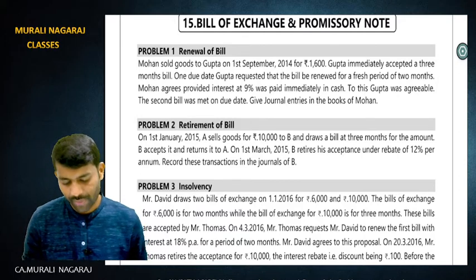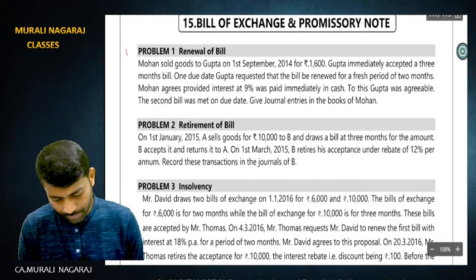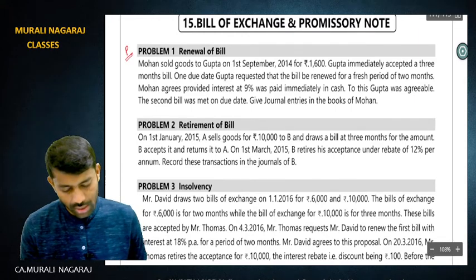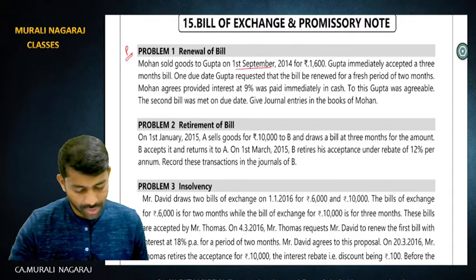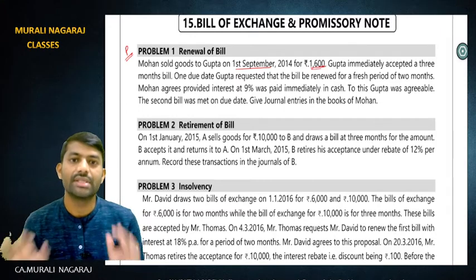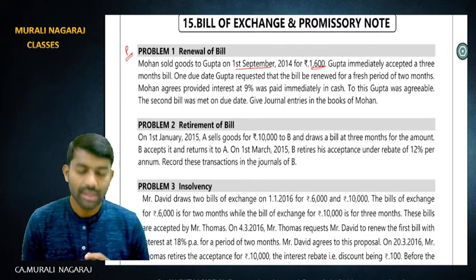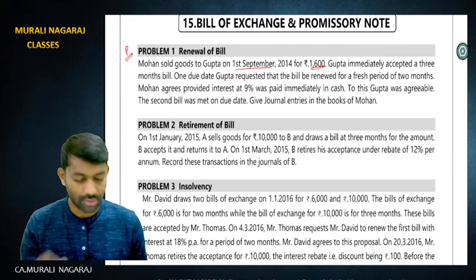Renewal of bill. Mohan sold goods to Gupta on 1st September. Here dates are important. 1st September 2014 for 1600. This is the bill amount. First is the sale of goods. So the entry is debtor account debit to sales account 1600. The debtor here is Gupta account.